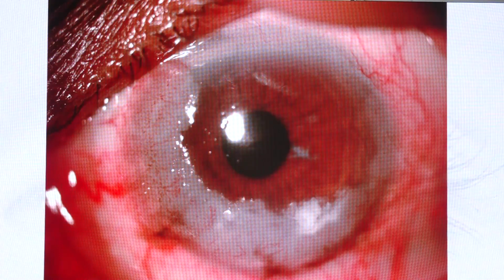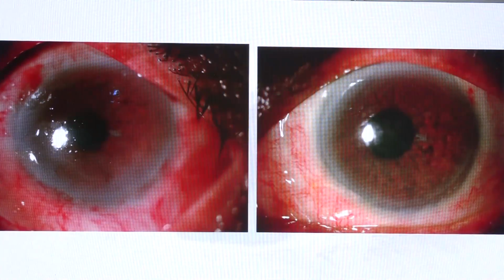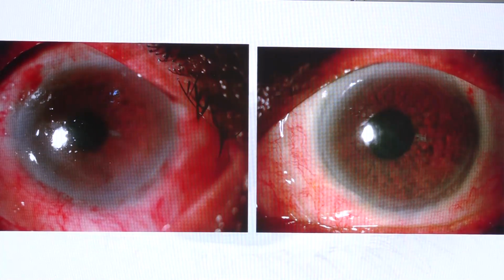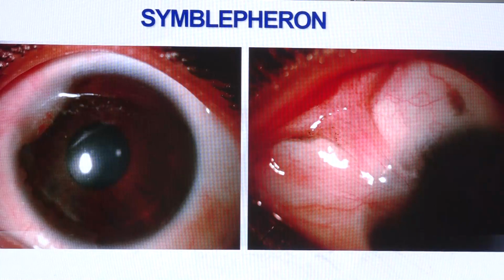This was a very challenging case which had 8 clock hours of OSSN. And removing this and putting an amniotic membrane, there is a very high risk of causing a LSCD, but this patient did well. Another indication is to remove symblepharon.